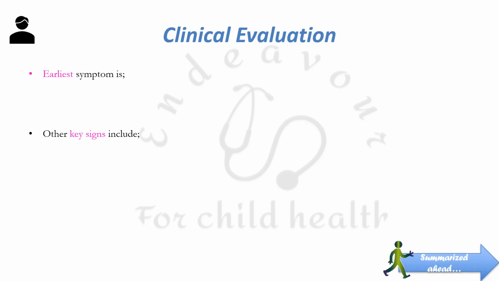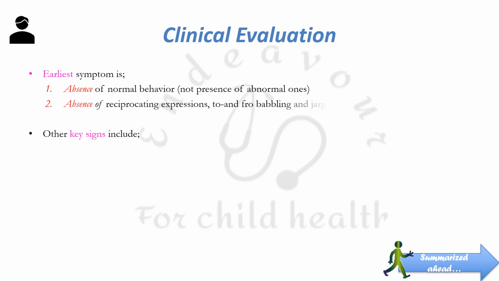The earliest symptom of autism is absence of normal behavior and not the presence of an abnormal one. That is, absence of the normal warm, joyful nature of the child. Also, there is absence of reciprocating expressions, like when you're talking to the child, he would not reciprocate or respond to you. And there is absence of to and fro babbling and jargoning. It appears that the baby is very good, quiet, and undemanding.